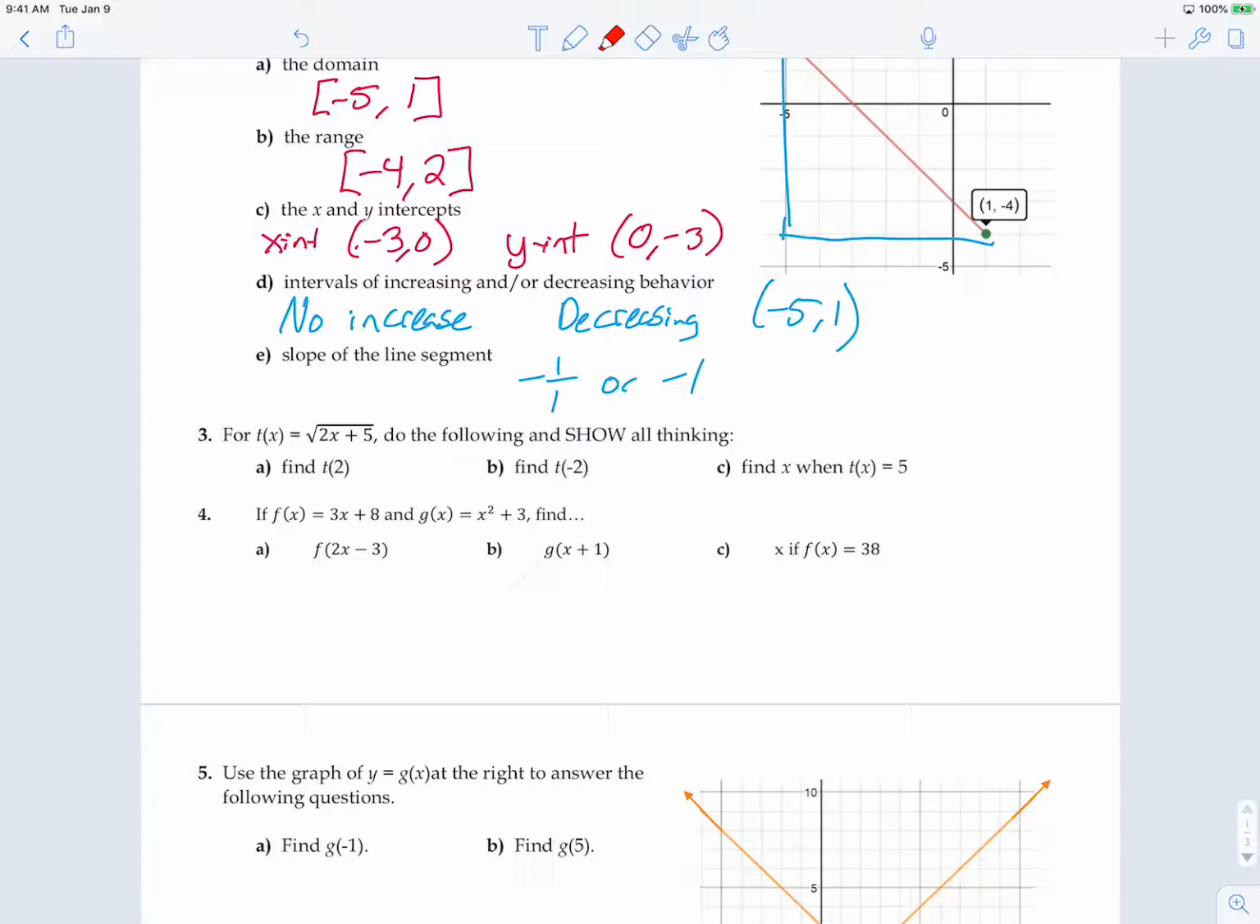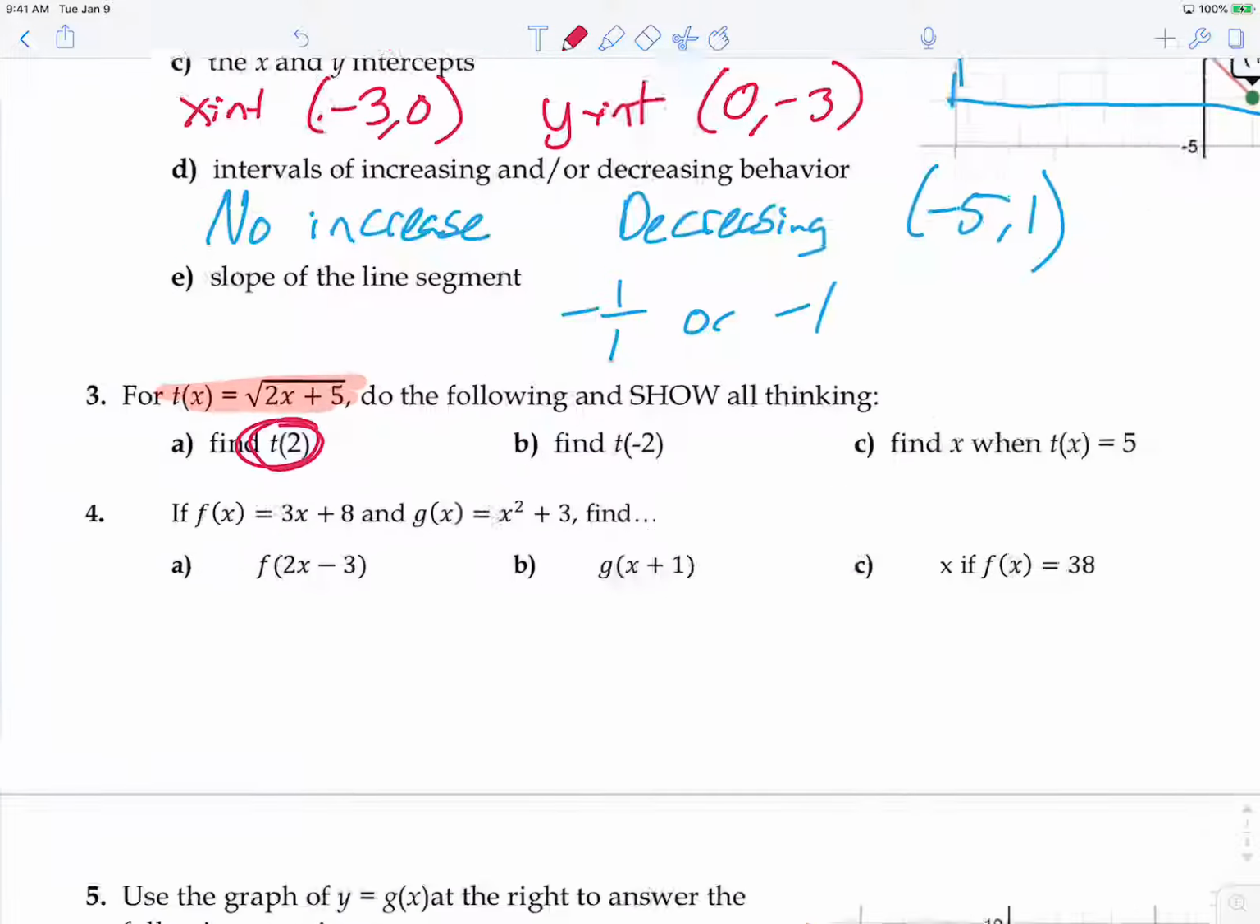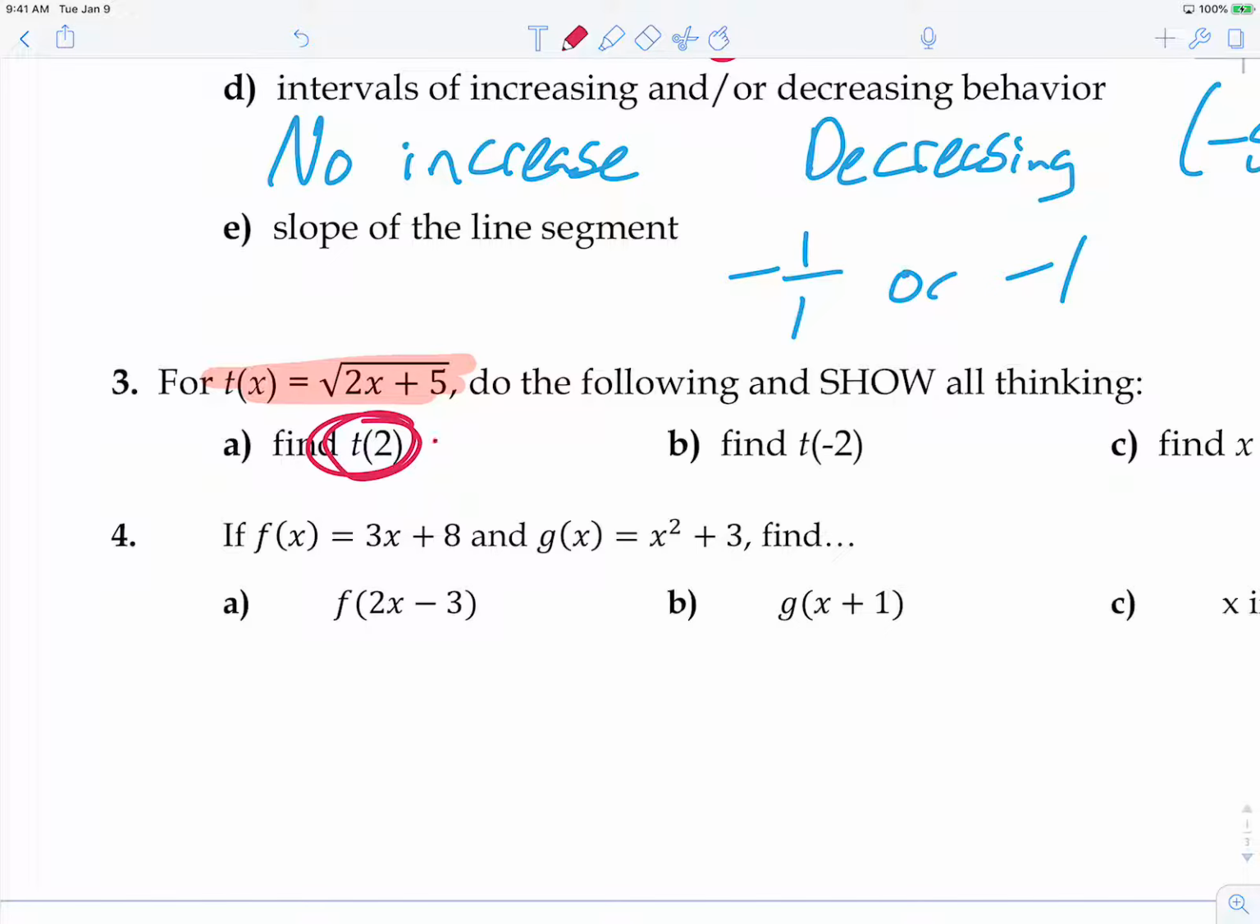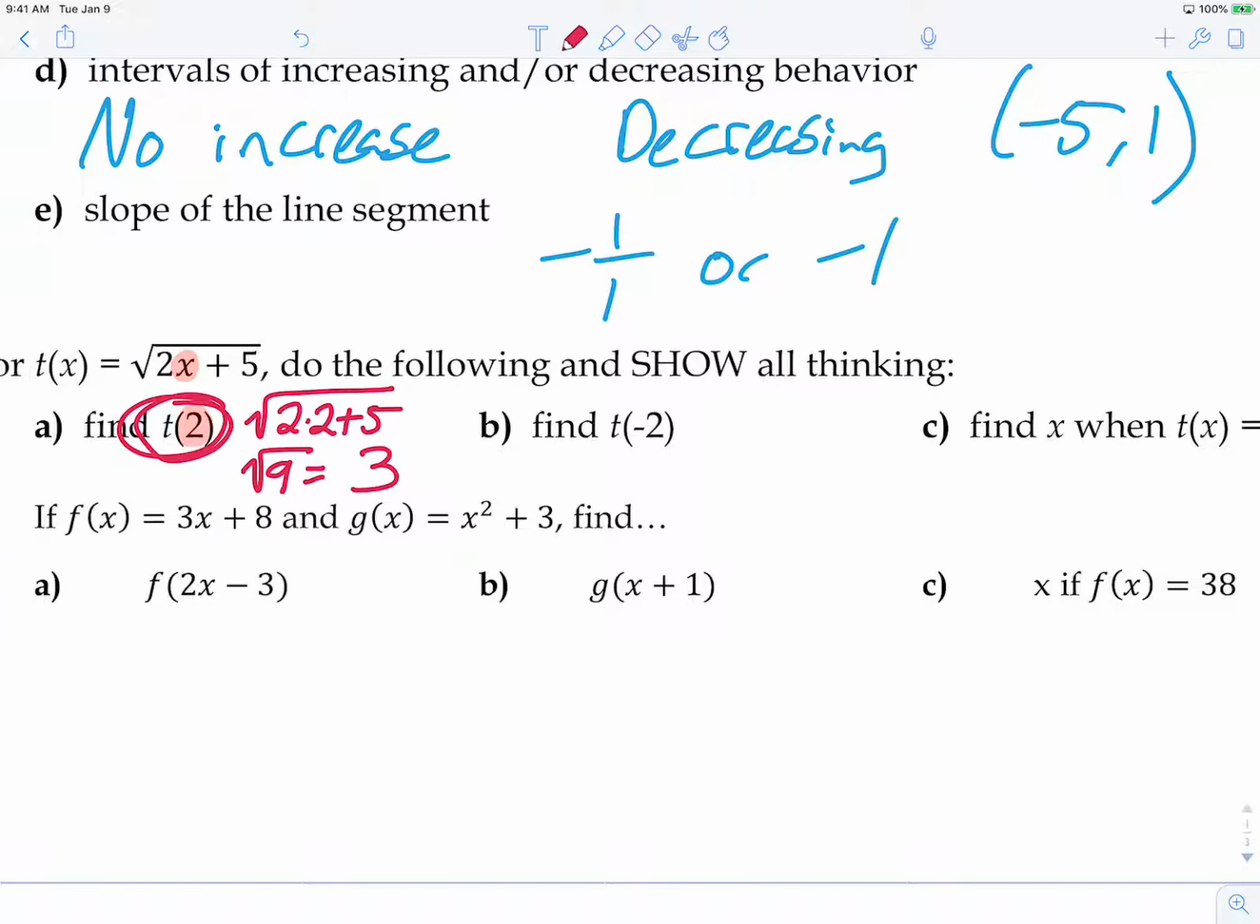So we have t of x equals the square root of 2x plus 5. So if we plug in 2, because that's what it's asking for us to do, so t of 2, we would have the square root of 2 times 2 plus 5. So what I'm doing is I am plugging the x value into my t of x equation. So 2 times 2 is 4, plus 5 is 9, so we have the square root of 9, which is 3. Don't forget, 3 times 3 is 9, so therefore the square root of 9 is 3.